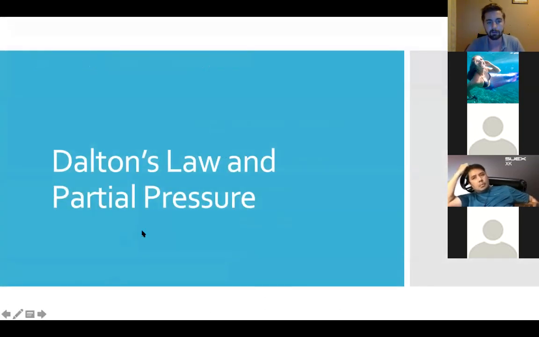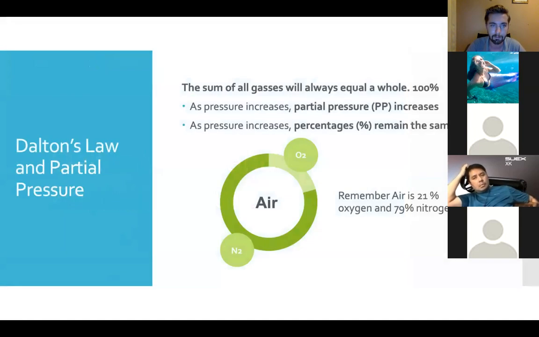So we're going to look next at Dalton's law and partial pressure. Okay. So Dalton's law, again, you don't need to memorize whose law is what. You just need to be familiar with these concepts and how they work. So his law is that the sum of all gases will always equal a whole, that being 100%. So when we actually increase pressure levels, we're getting that compression factor, right? So we're getting more molecules in a smaller space when the pressure increases, when we're descending diving.